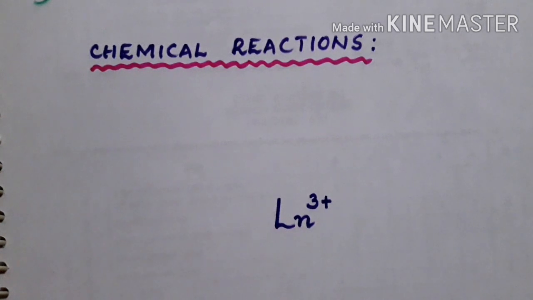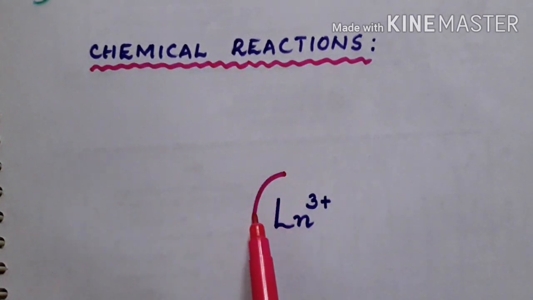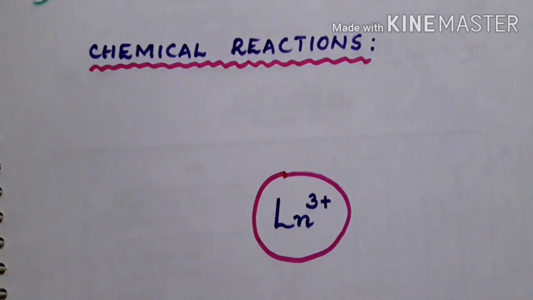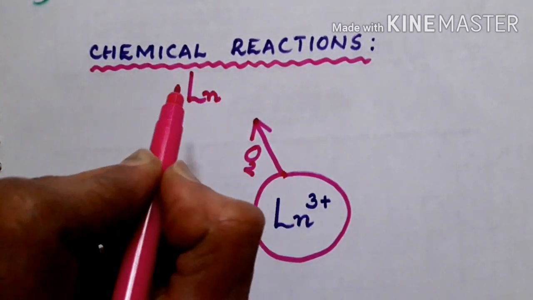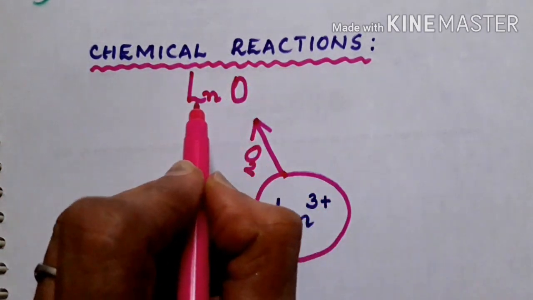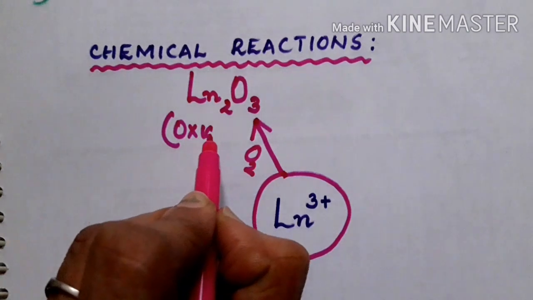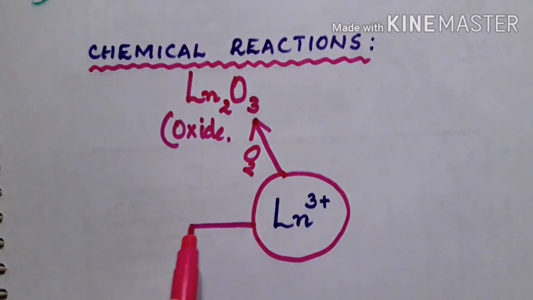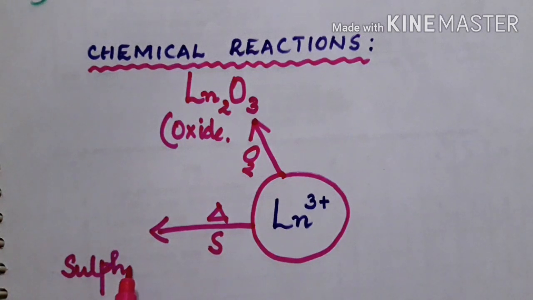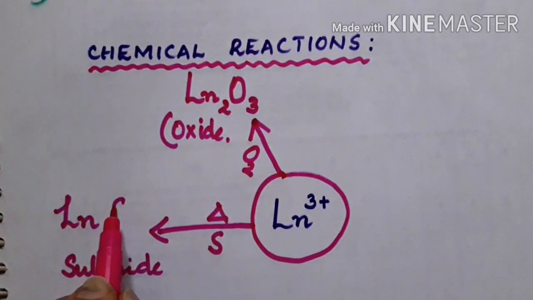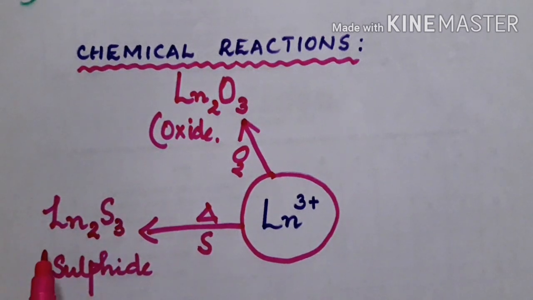Coming to chemical reactions. When you take the lanthanides, the common oxidation state of lanthanides is +3. So these lanthanides can undergo a variety of chemical reactions. When it burns in oxygen, it forms lanthanide oxides, with the formula Ln2O3. When it is heated in the presence of sulfur, it forms the sulfides. S has -2, so the formula will be Ln2S3. So this is the formula for sulfide.